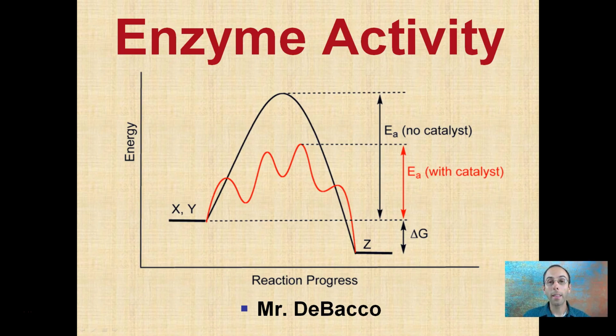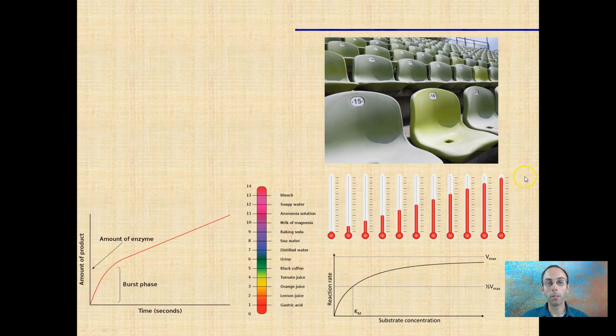Okay, here we're going to look at enzyme activity. We see in our image here, the amount of energy required is greater with no catalyst, with no enzyme, and with an enzyme we see that energy is reduced. Even though we're starting with the same reactants and ending with the same products, the amount of energy required is reduced. So we want to look at what can impact our enzyme's activity.